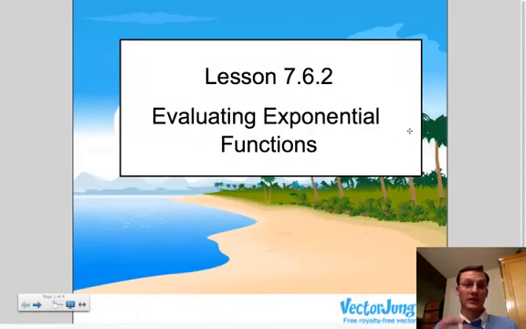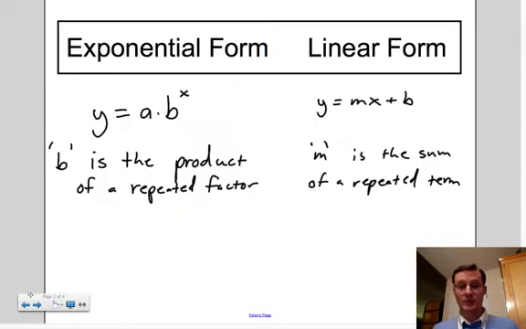Today, now that we've seen what linear versus exponential is, we want to look in a little bit more depth at what exponential functions are and how we can apply them in some different situations. So let's begin. Remember, linear form is y equals mx plus b, where exponential form is y equals a times b to the x. So this is going to be something multiplied by itself over and over again.